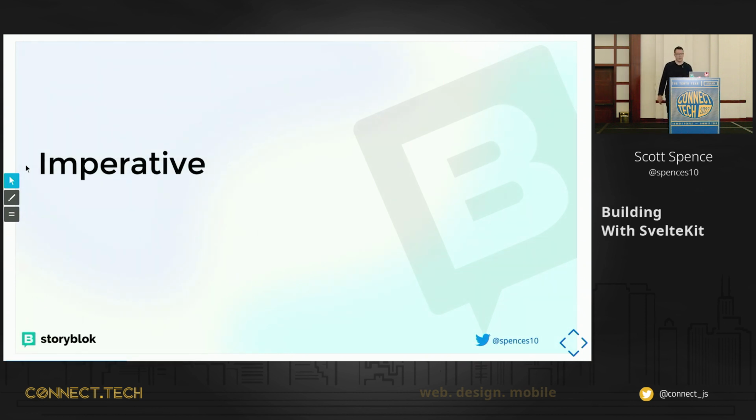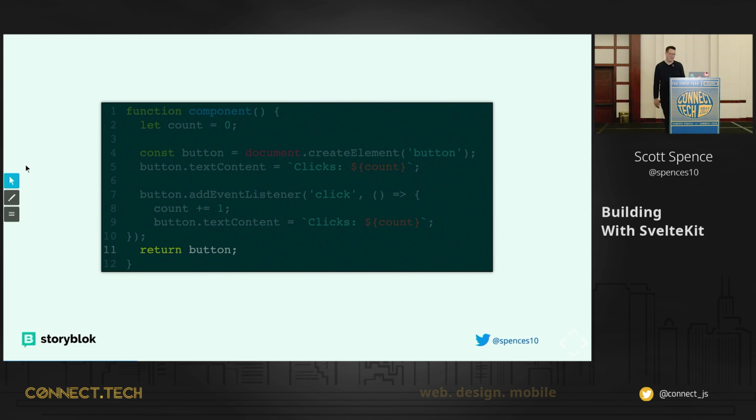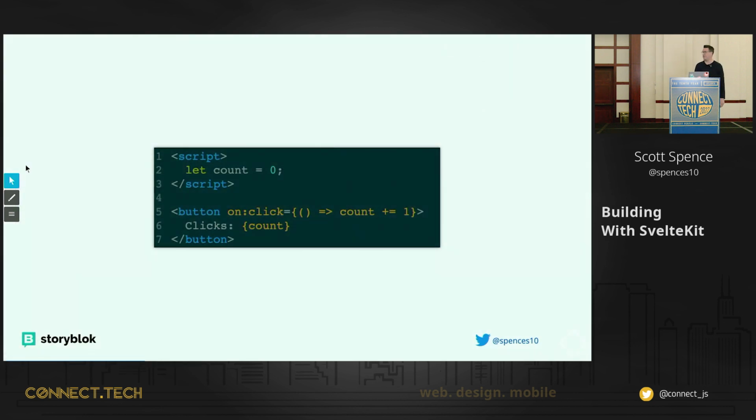So let's take a look at some imperative code. In here, we'll just define a button and define another variable for count. Then we're going to create the button element, add in some text to it with the count variable, and then we also need an event listener to trigger when we click on it. So that's going to increment each time. It's a very contrived example, but we're going to be using that for the rest of the slides, so bear with me on that. And here is the declarative version in Svelte.